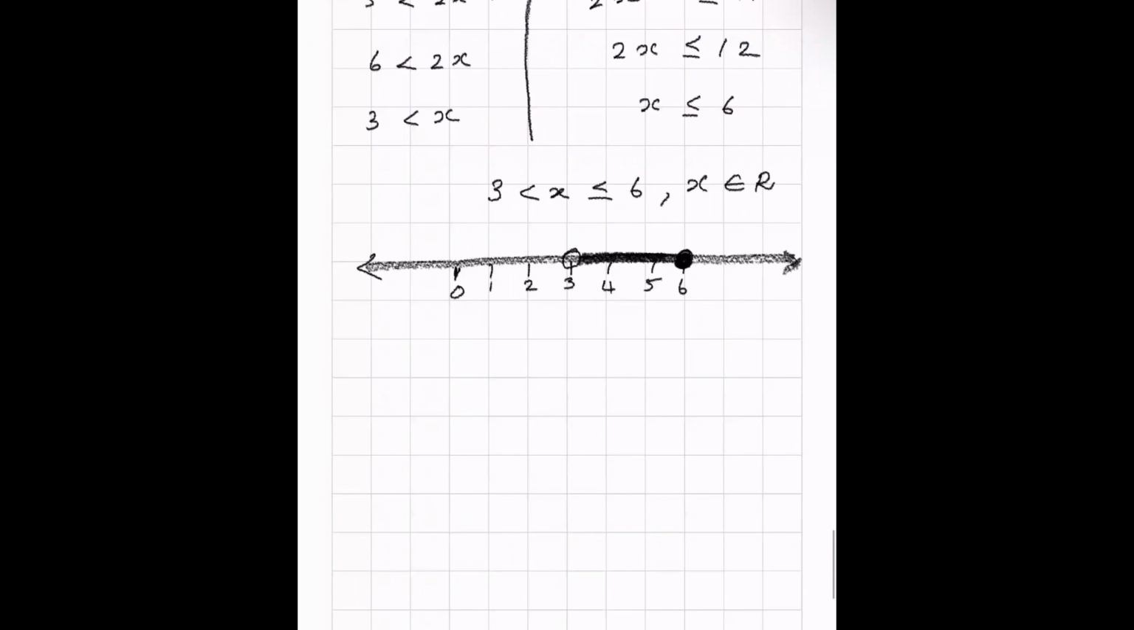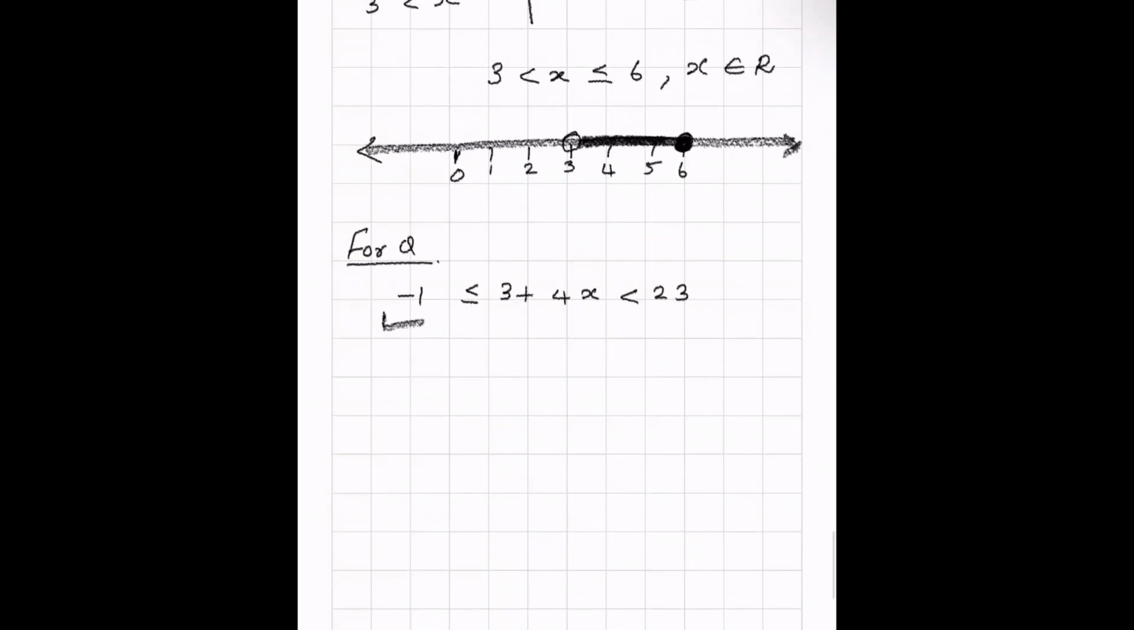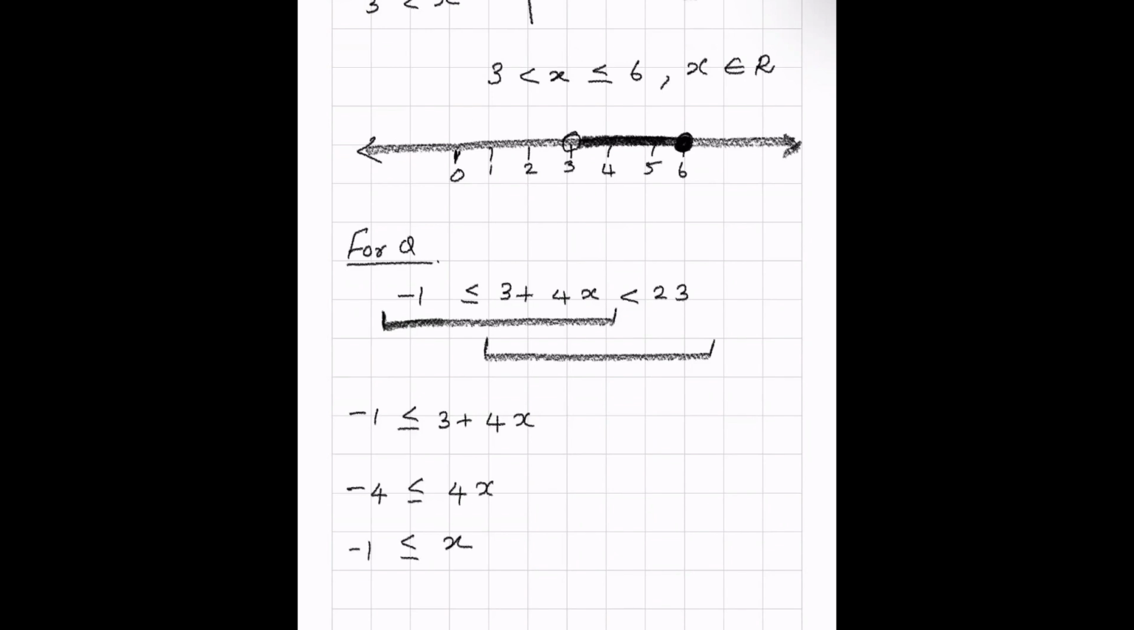Second part, the Q part. For the Q part, what is the Q equation? -1 less than or equal to 3 plus 4x less than 23. So here, this is again combined. Two inequalities are combined, so take it one by one. -1 less than or equal to 3 plus 4x, which would give you -4 less than or equal to 4x, so -1 less than or equal to x.